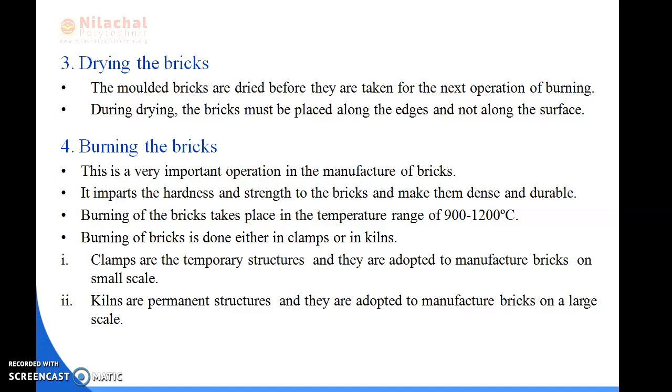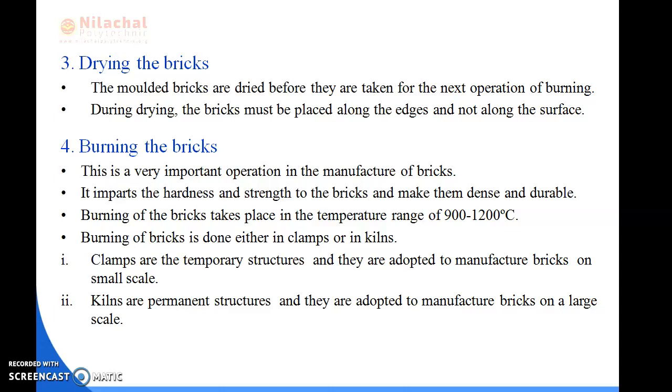Next I have told you about the drying of the bricks. After the molding operation has been completed, the drying operation will be started. During drying, the bricks must be placed along the edges, not along the surfaces, so that the bricks dry quickly. And next is burning the bricks.